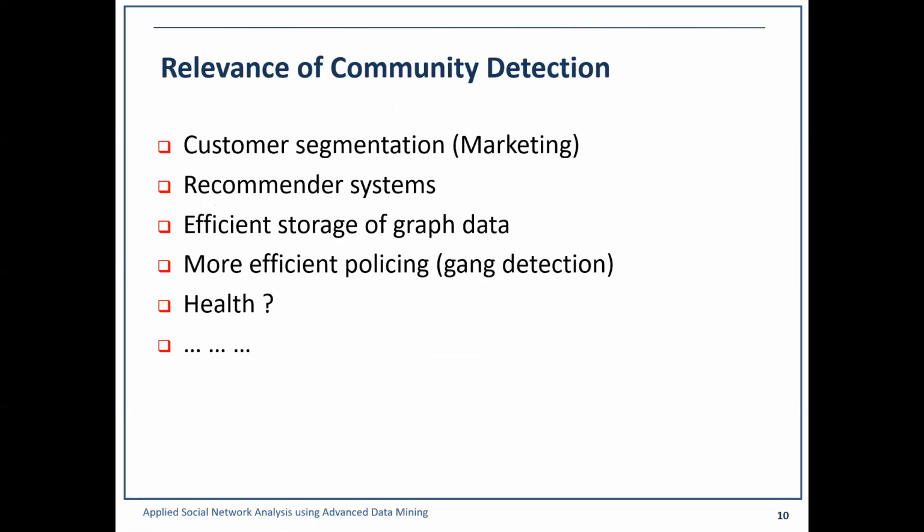Maybe each one of you can start. Each one of you can give me some examples. Where do we need community detection? There are some application areas as a starting point: customer segmentation, recommender systems, storage of graph. Maybe that's too much computer science. Policing, gang detection, health, and there could be others. So maybe we can have a couple of applications from this list or whatever you want.